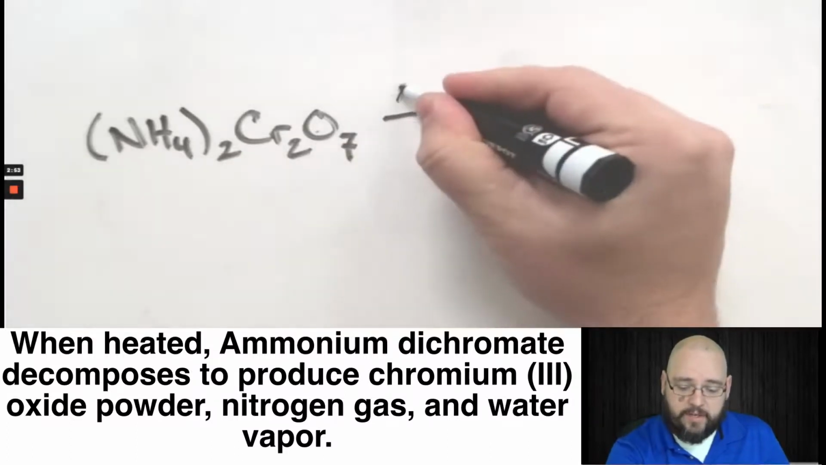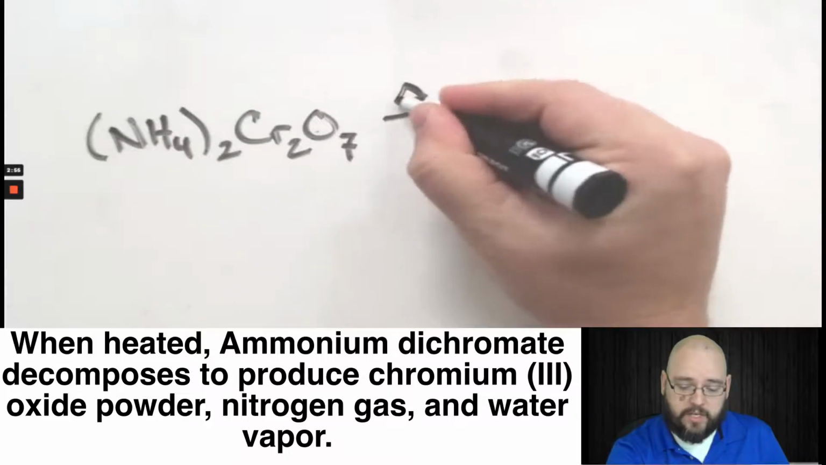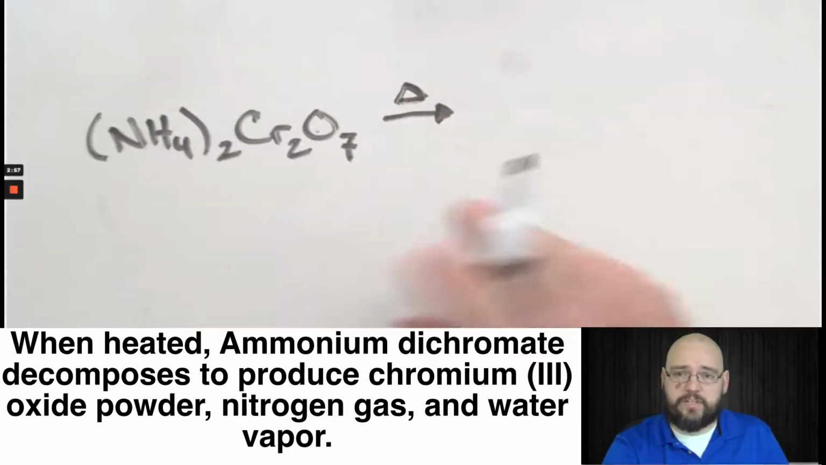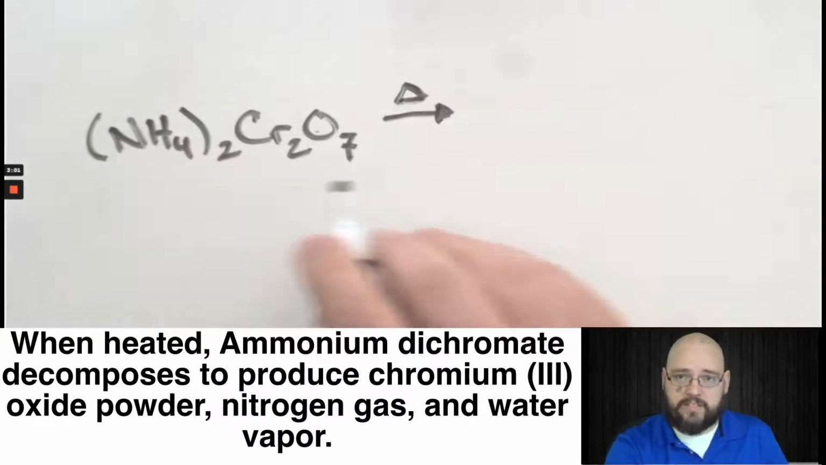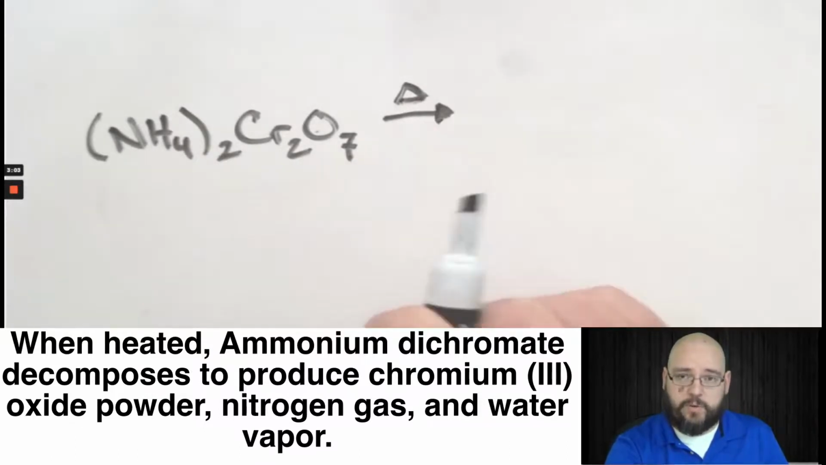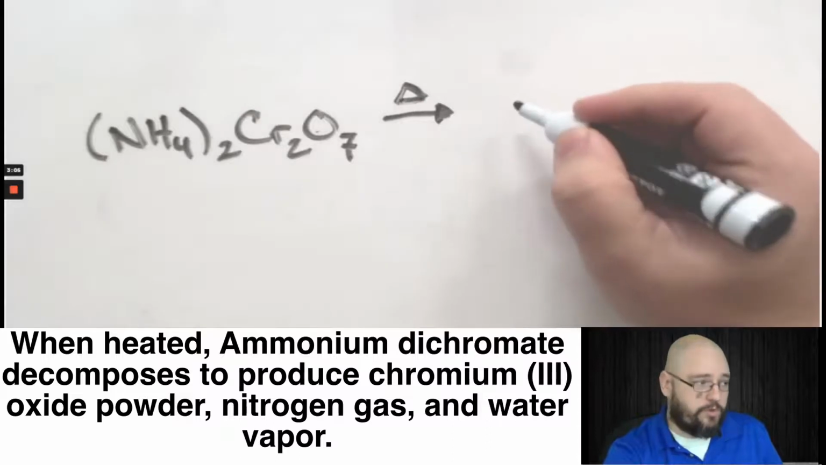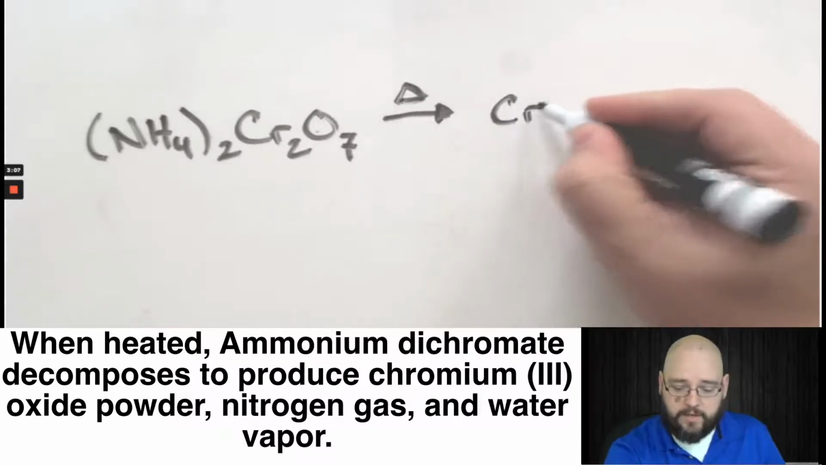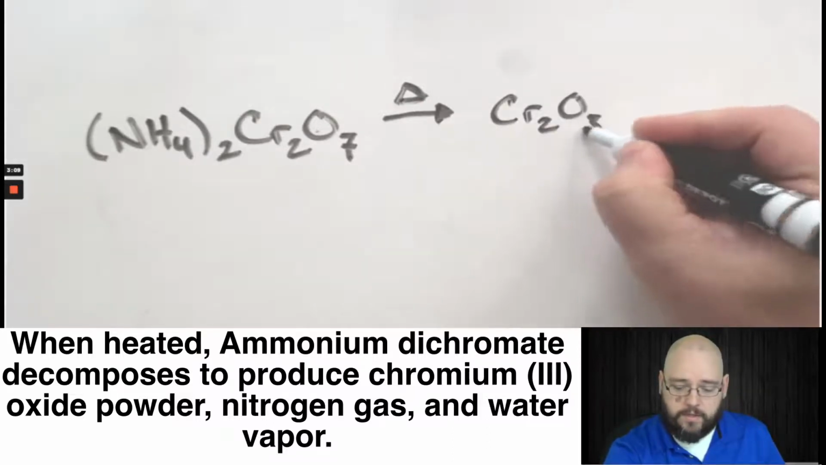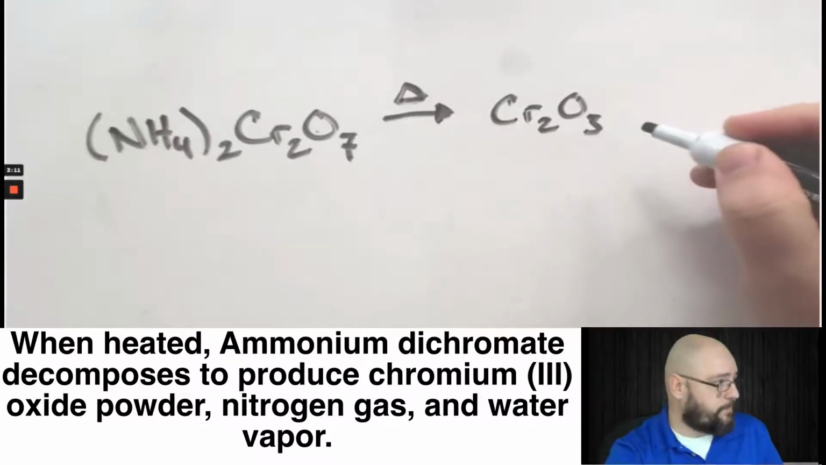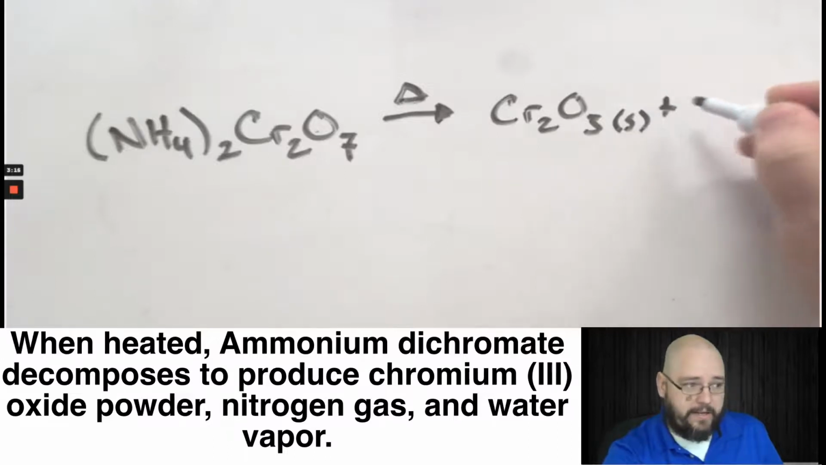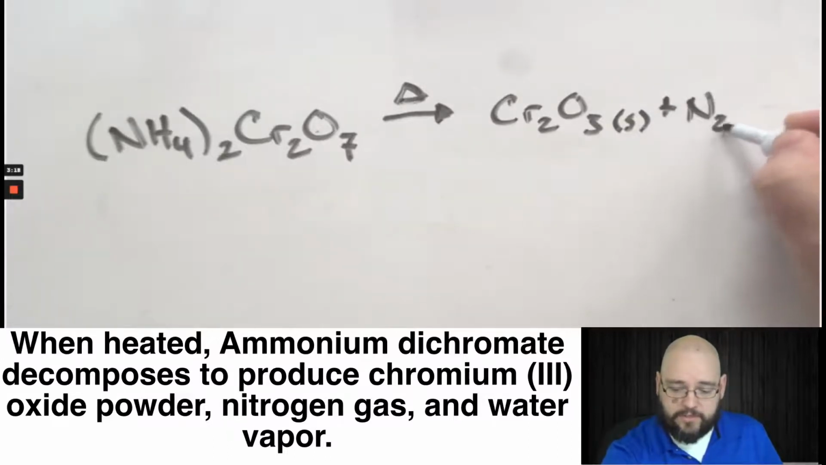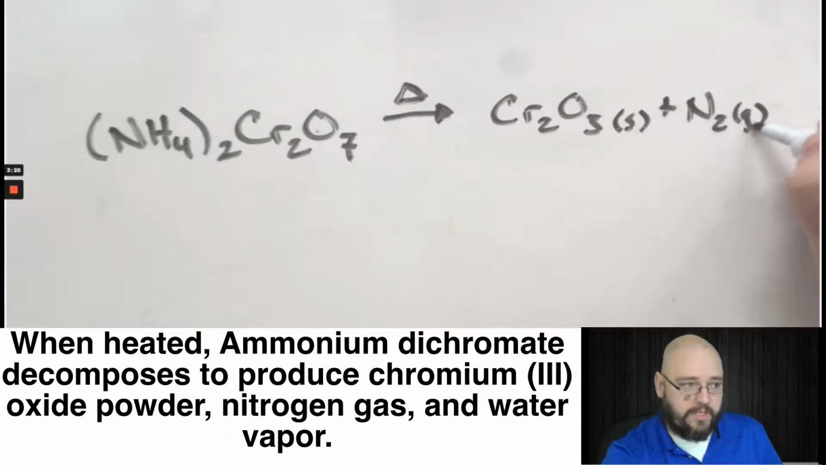Now the "when heated" tells me that I'm going to put something here. We'll talk about that a little bit later. It's not really that important right now, but I'm going to put a little triangle there that signifies that this happens when you add heat, and it's going to produce chromium(III) oxide, which is a powder, so there's our solid, and nitrogen gas. Nitrogen's one of those Brinkelhoff elements, and water vapor.